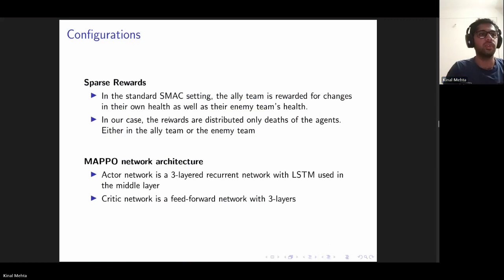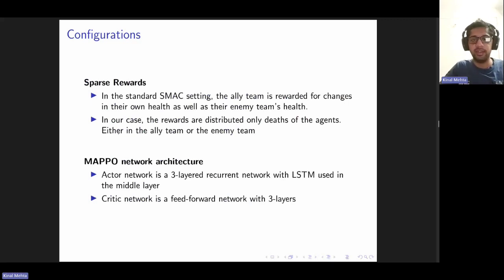Yeah, so now let us talk about the sparse reward configurations that we introduced. In the standard SMAC setting, the ally team, that is the team that the RL algorithm will be controlling, receives rewards for changes in health. It is basically considered to be a shooting game. So if agents in their own team lose health, they get a negative reward, and if agents in the opponent team lose health, they get a positive reward.